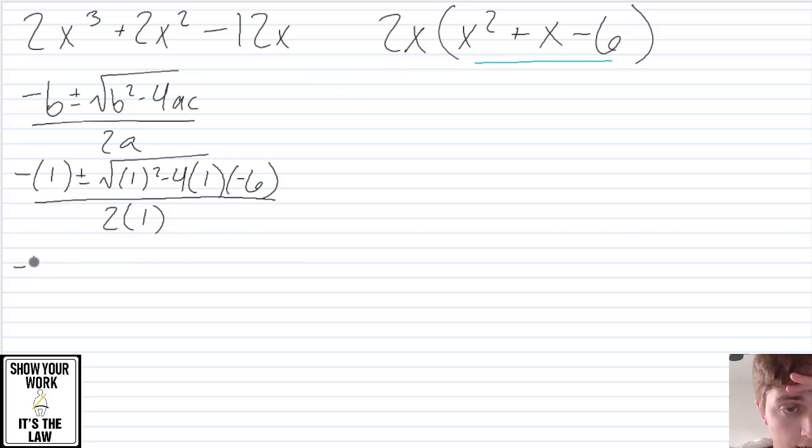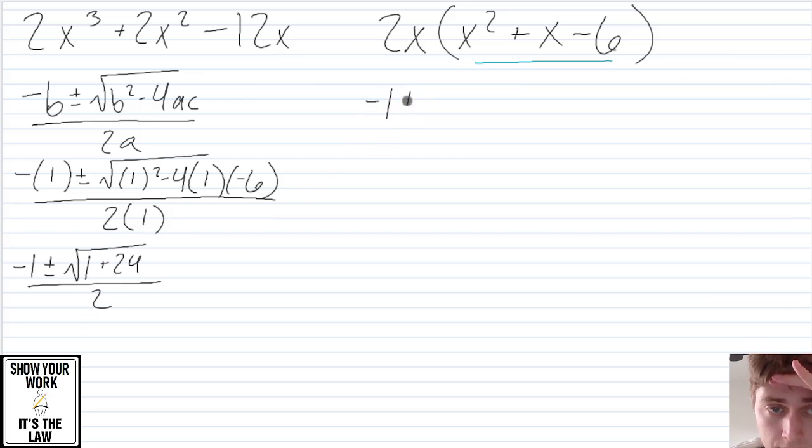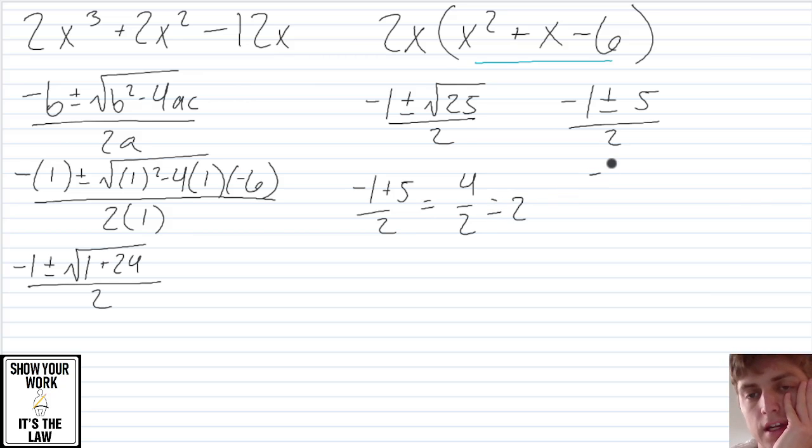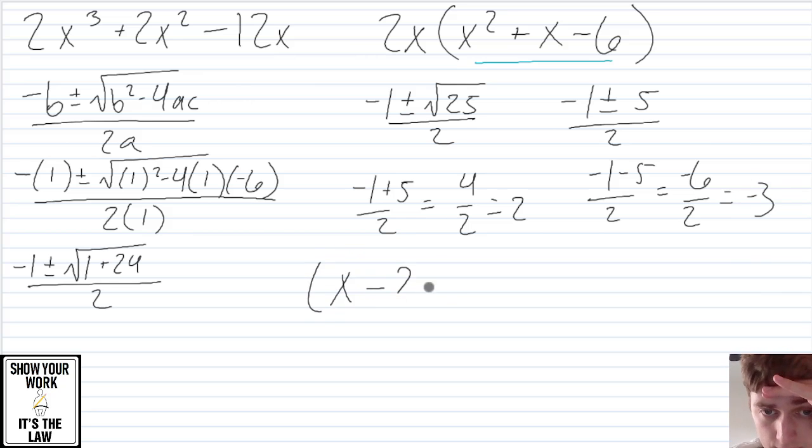So let's simplify. Negative 1 plus minus square root of 1 minus 4 times negative 6 is going to be 24, over 2 times 1 is 2. Negative 1 plus minus 1 plus 24 is 25 over 2. Square root of 25 is going to be 5 over 2. Split it into two groups. Negative 1 plus 5 divided by 2 equals 4 divided by 2 equals 2. And then over here we got negative 1 minus 5 over 2 gives us negative 6 over 2, which gives us negative 3, which means we have x, flip the sign, minus 2, x, flip the sign, plus 3.